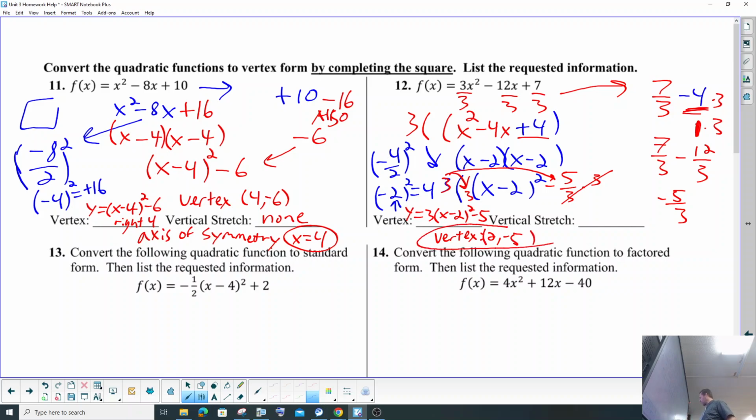So I can see him asking for the vertex on that kind of problem. We have to complete the square. Oh yeah, this is asking for the vertex, we will not do vertex form. Sorry. There's your vertex. Cool.